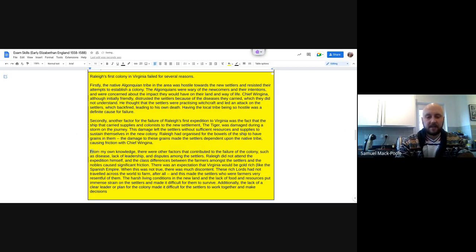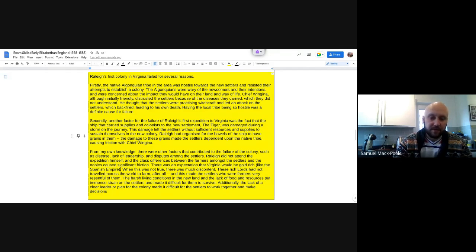Now look, last paragraph, okay? From my own knowledge, there were other factors which contributed to the failure of the colony, such as disease, lack of leadership, and disputes amongst the settlers. Raleigh did not attend the expedition himself, and the class differences between the farmers and the settlers and the nobles caused significant friction. There was an expectation that Virginia would be gold rich like the Spanish Empire. Okay, when this was not true, there was much discontent.